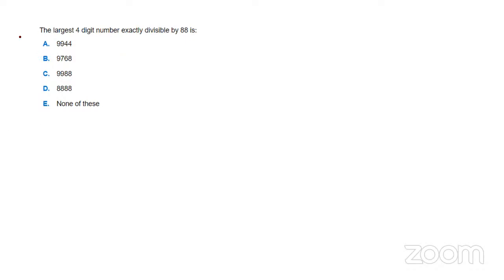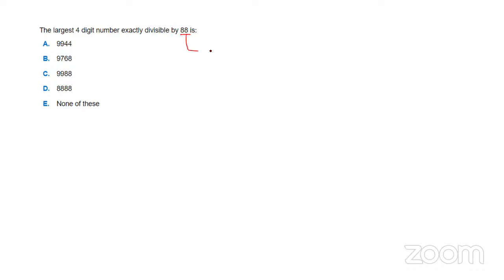Some of you might be thinking about dividing these big numbers by 88. That will take a lot of time, right? There are 4 options. Dividing each number by a big number like 88 will take a lot of time. So how do you solve these kinds of questions very easily? You need to find which numbers are divisible by 88.